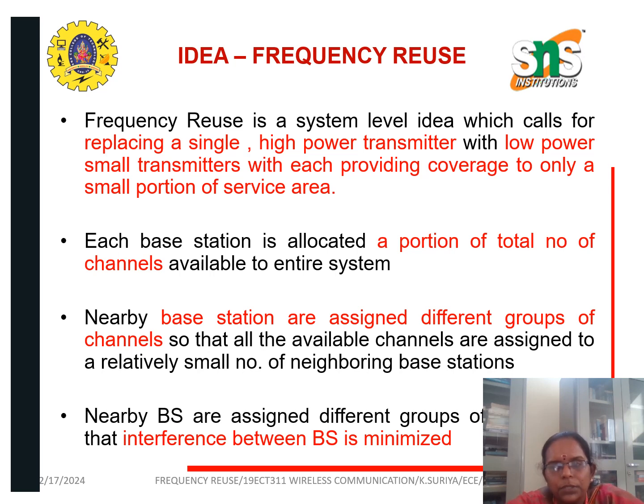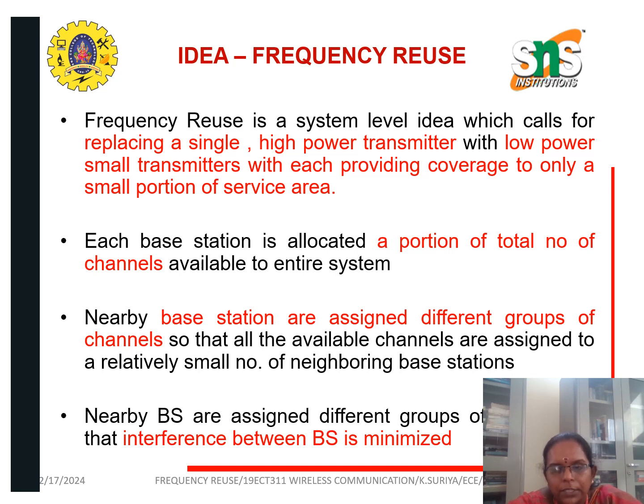So frequency reuse is a system level idea where we will be replacing a single high power transmitter with many low power small transmitters, where each transmitter will provide coverage to only a small portion of the area. So we are dividing the entire area into small cells, and for each cell we are providing a base station with low power antennas for transmission and reception. Each base station is allocated a portion of the total number of channels available to the entire system.